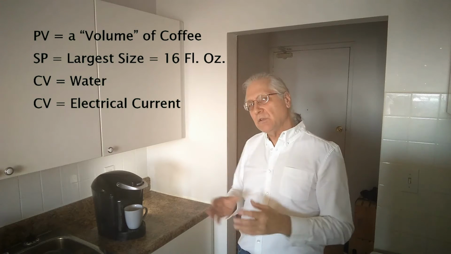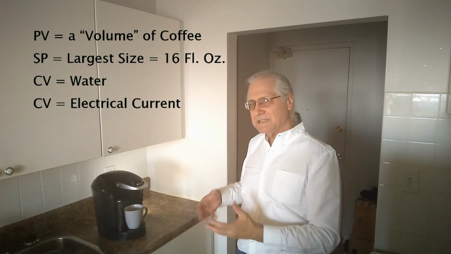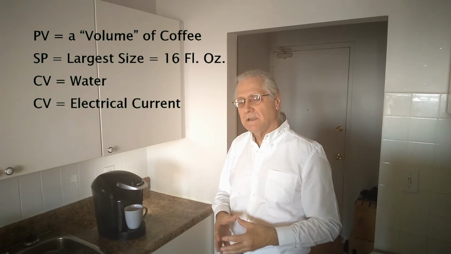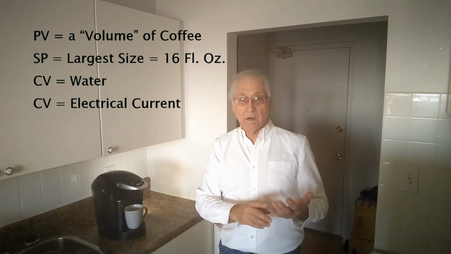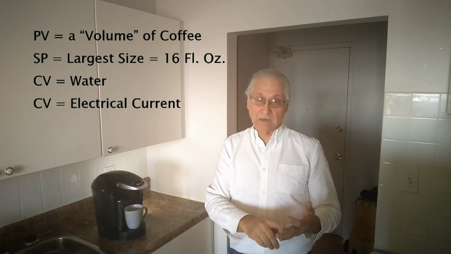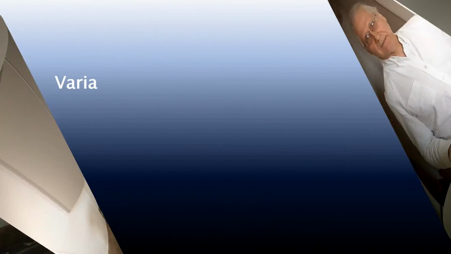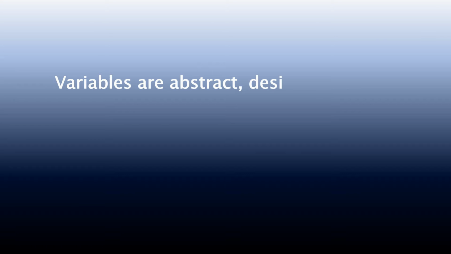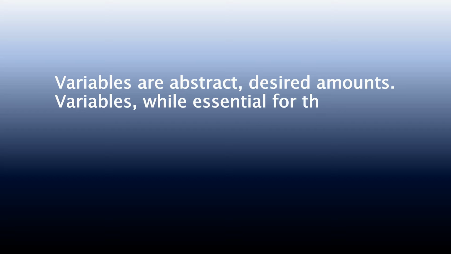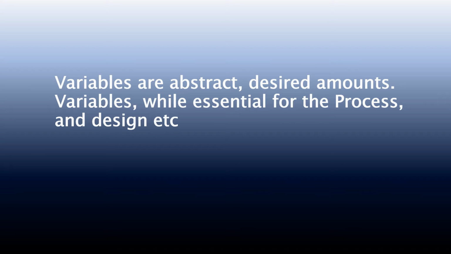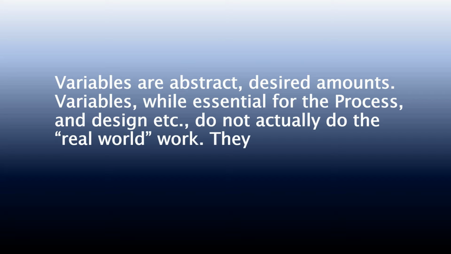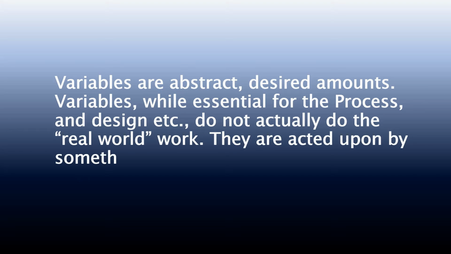Now there's a second way to look at all this. As it's making us a cup of coffee, what we've just talked about, our set point, our process variable, and our control variables, they're not real things inasmuch as they tend to be abstract. Variables are abstract, desired amounts. Variables, while essential for the process and designing, etc., do not actually do the real world work. They are acted upon by something else.